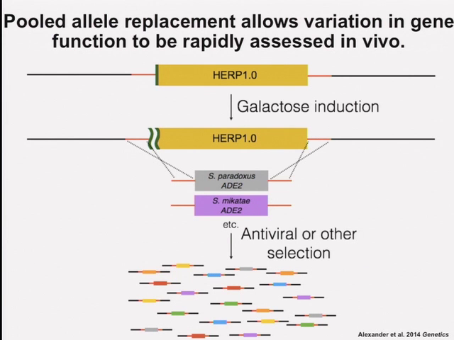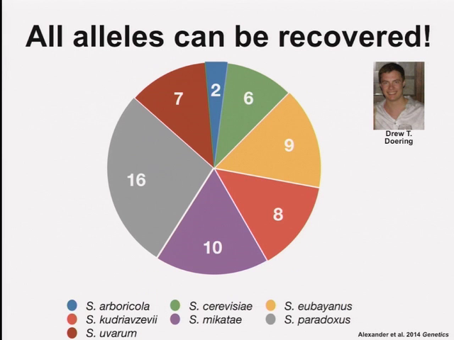And this is just to show you an early experiment that Drew Deering did, where he simply transformed in all the Saccharomyces alleles and randomly picked, and you can see that we get a pretty even representation. And Drew is now working on applying next generation sequencing to track these, as well as tracking individual mutations.